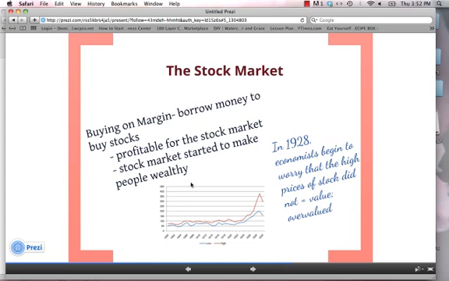So this started to make people very wealthy. But in 1928, where you see this huge spike that's right here, economists begin to worry that the high prices of stocks did not equal a high value. They thought it was maybe overvalued. So what that means is that the predictions were off, and eventually all this money that was going into the stock market would eventually crash. So this was very risky, and a lot of economists thought maybe we should start urging people to not buy on margin so that they didn't end up owing all this money that they didn't have.